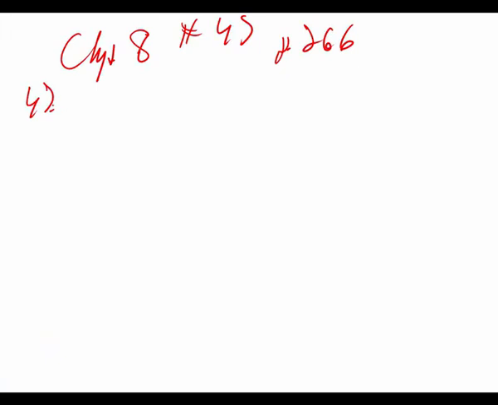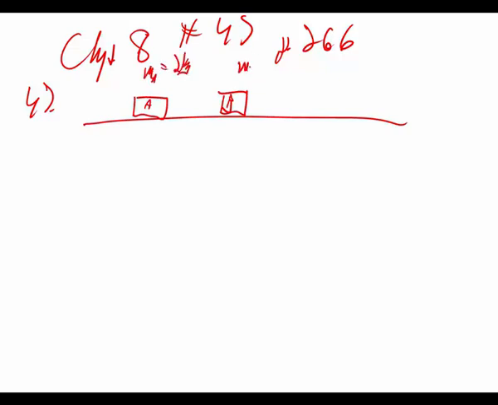Okay, so we got a block of mass A of 2 kilograms and a block of mass B of 6 kilograms that move on a frictionless horizontal surface. Initially, block B is at rest. All right, so let's draw the initial. This is block A, and this is block B. Mass of A is 2 kilograms, and mass of B is 6 kilograms, right?